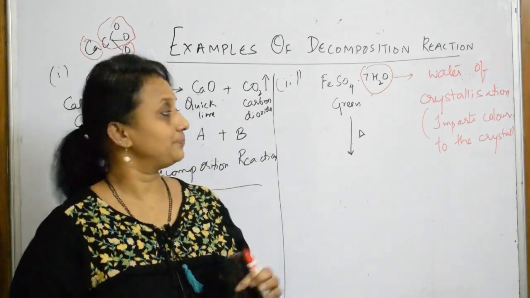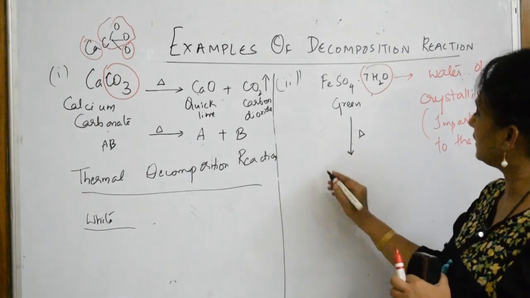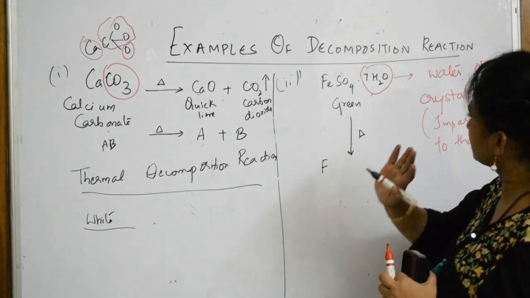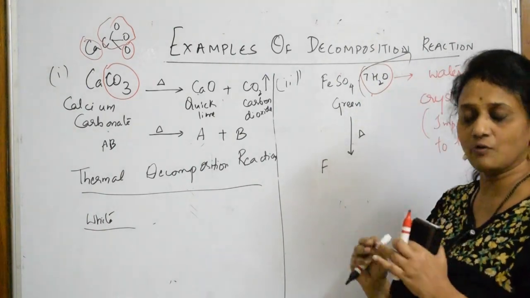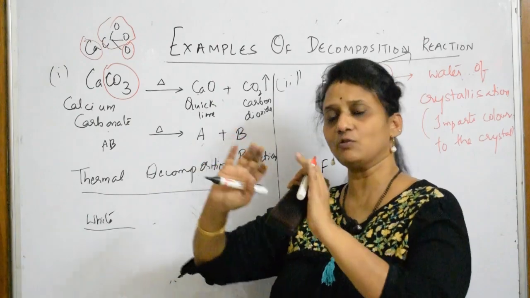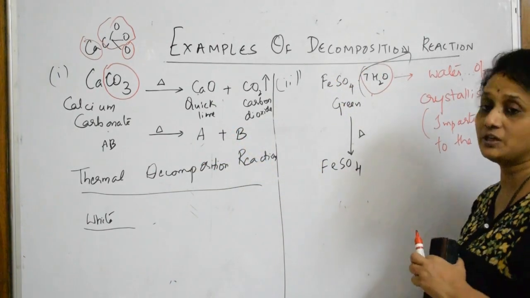Careful. When you heat this ferrous sulfate crystal 7H2O, immediately what happens is, first thing, this water of crystallization is lost. It will get evaporated, means it will come out of the test tube. What is left out if I take out? I have ferrous sulfate only.